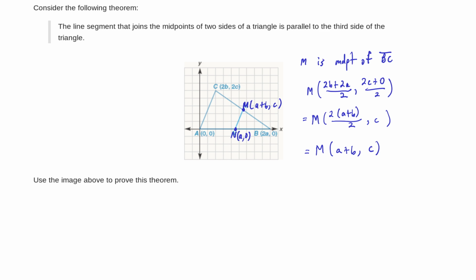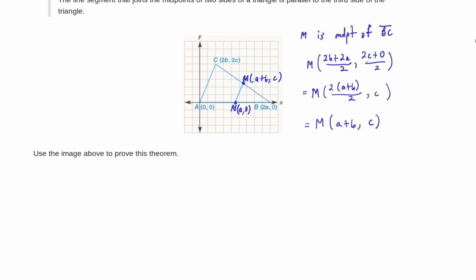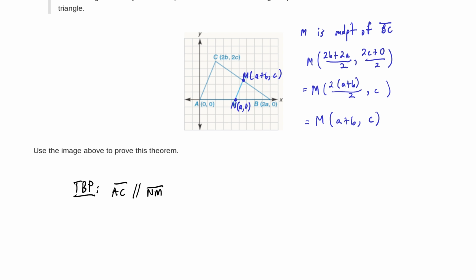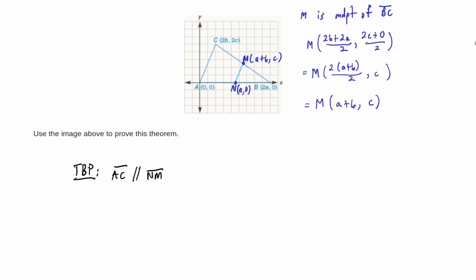Now we want to prove that these two lines are parallel. So I'm going to write TBP, to be proved. And this is that we want to show that AC is parallel to NM. And we know that parallel lines have the same slope, right? So we're going to show that the slopes are equal. And we know how to compute the slopes, right? So the slopes are equal.